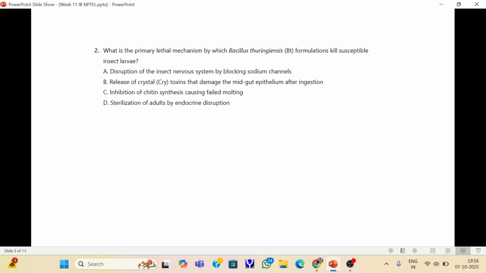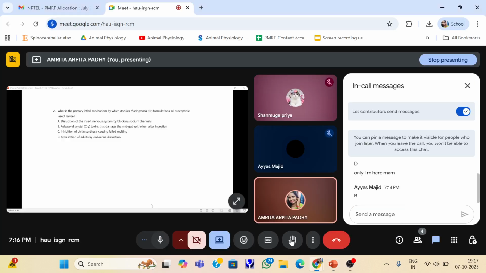What is the primary lethal mechanism by which Bacillus thuringiensis formulations kill susceptible insect larvae? A. Disruption of the insect nervous system by blocking sodium channels. B. Release of crystal toxins that damage the midgut epithelium after ingestion. C. Inhibition of chitin synthesis causing failed molting. D. Sterilization of adults by endocrine disruption. Start answering.